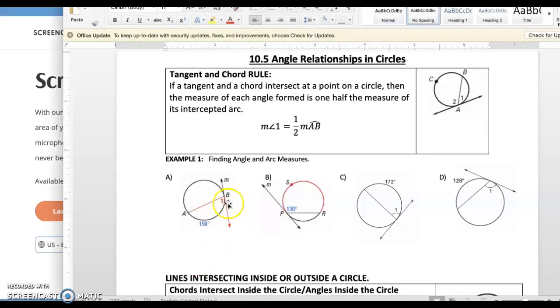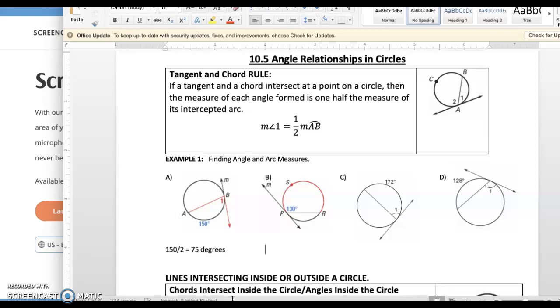for 10.4. So if I'm looking at example A, I want to know what the measure of angle 1 is. Well, I know the measure of angle 1 is created by a chord and a tangent that intersect at the same point, which is point B. Therefore, angle 1 has to be half the measure of AB. So we'd be dividing 150 in half and see that that angle measure is going to be 75 degrees.